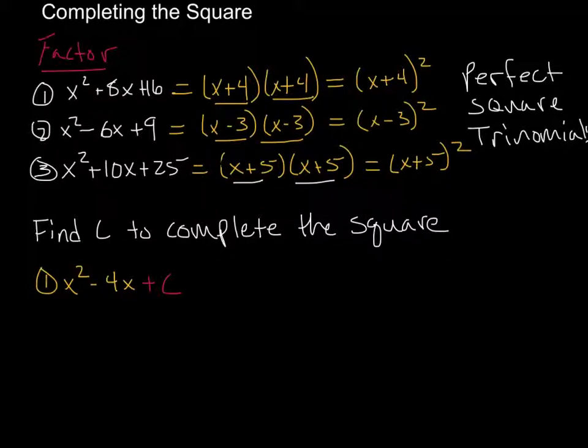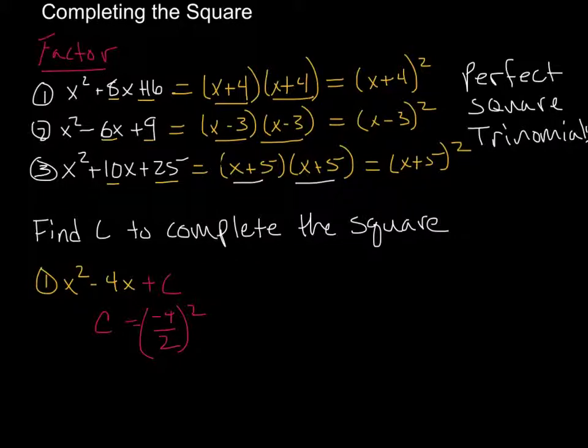Now, in order to find that, I might have to see if there's some sort of a pattern, some sort of a connection with the numbers. Like looking up here at the 8 and 16, and the 6 and the 9 and the 10 and the 25. What is it about those numbers that makes it a perfect square? And the answer to that is a really simple pattern. The completing the square value, we'll call it C, is really the middle term divided by 2 and then squared.